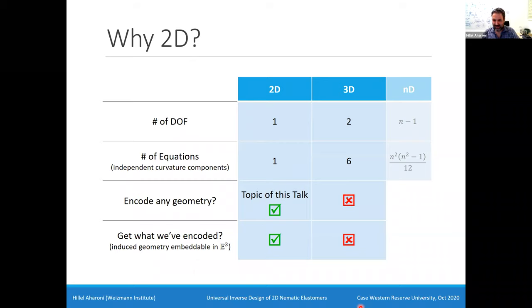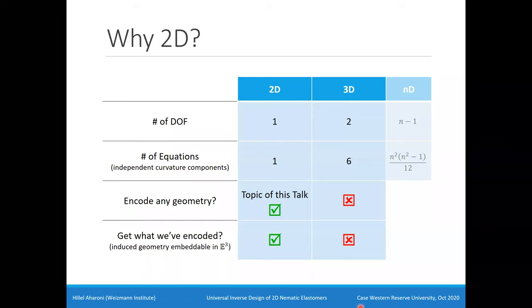Everyone is very quiet and on mute. Actually, yeah, I had a couple of questions. One I just put in the chat box, which is, do you want to compare the number of curvature components or the number of metric components to the degrees of freedom?